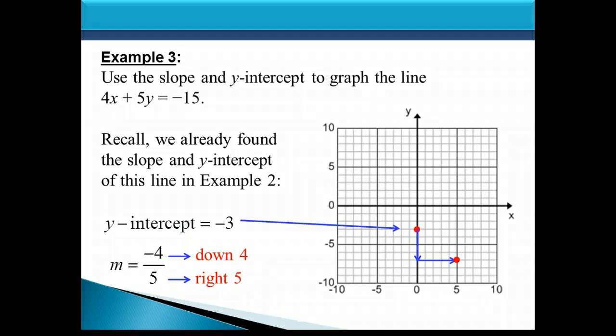Now you can do this as many times as you want. If the points are fairly close together, I like to do this at least 3 or 4 times to make my line more accurate. But these two are fairly spread out, so I'm going to go ahead and go to my next step, which is to draw a line through those 2 points, extending my line to the edges of the grid and then putting arrowheads on the ends.